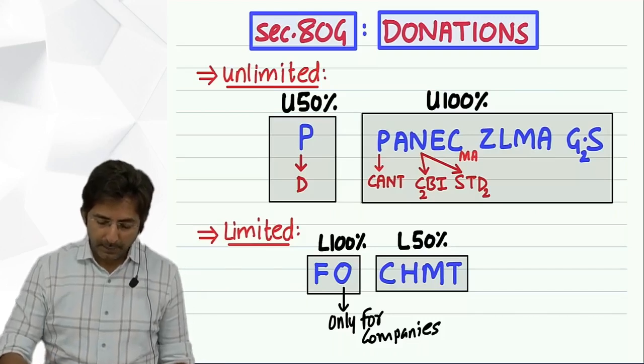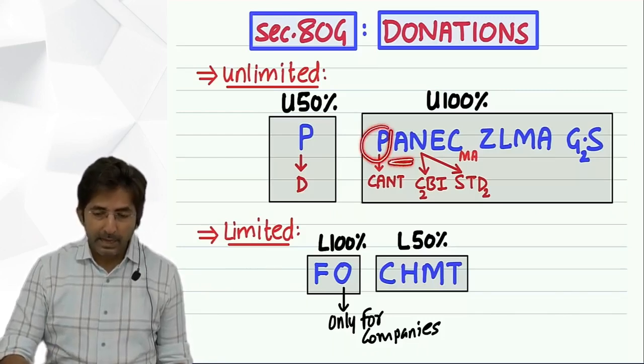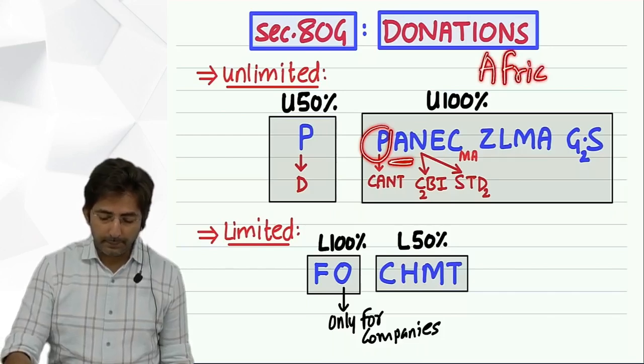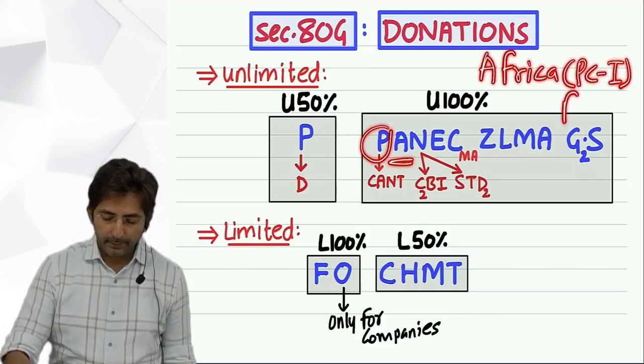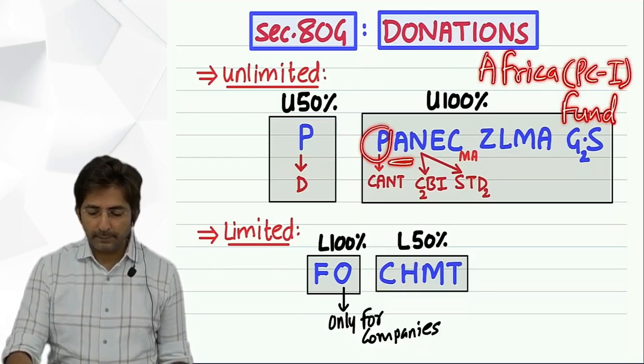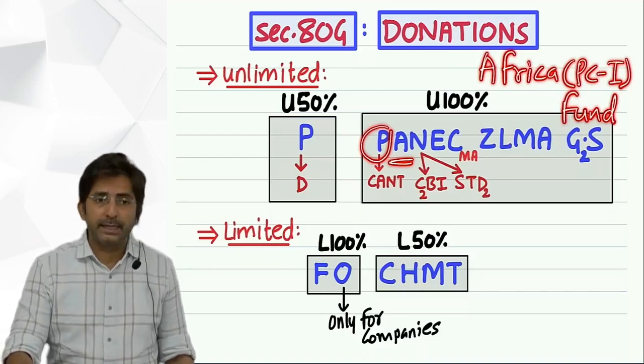Then next, after P, what was the keyword? Panic. In PANIC, A stands for Africa. Public contributions India fund. What is the name? Africa Public Contributions India Fund.